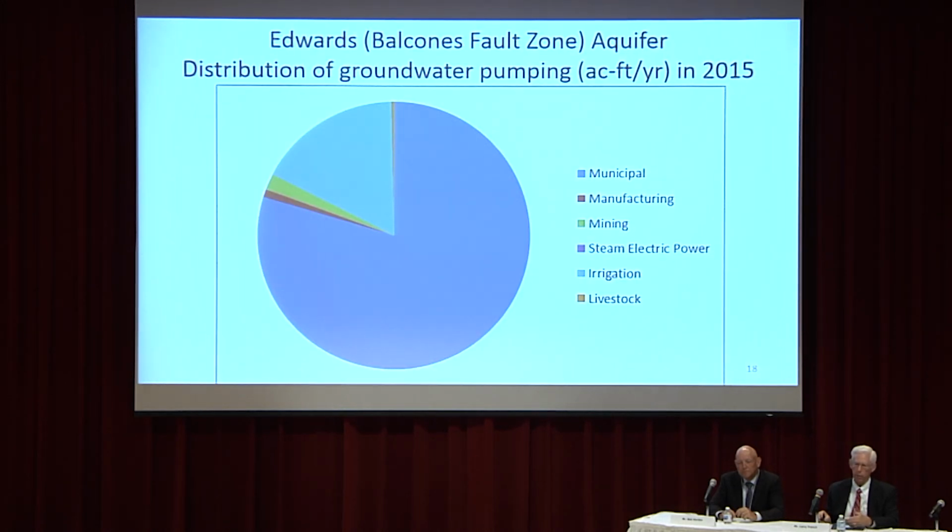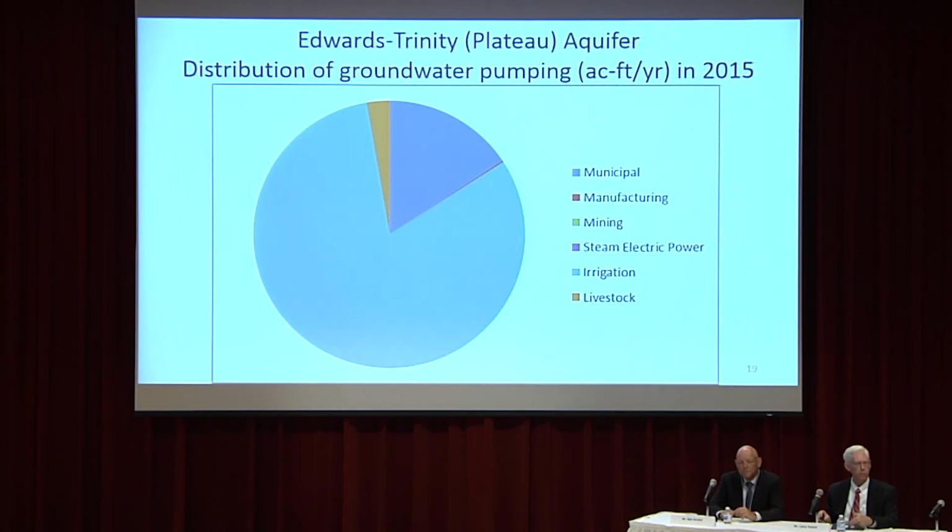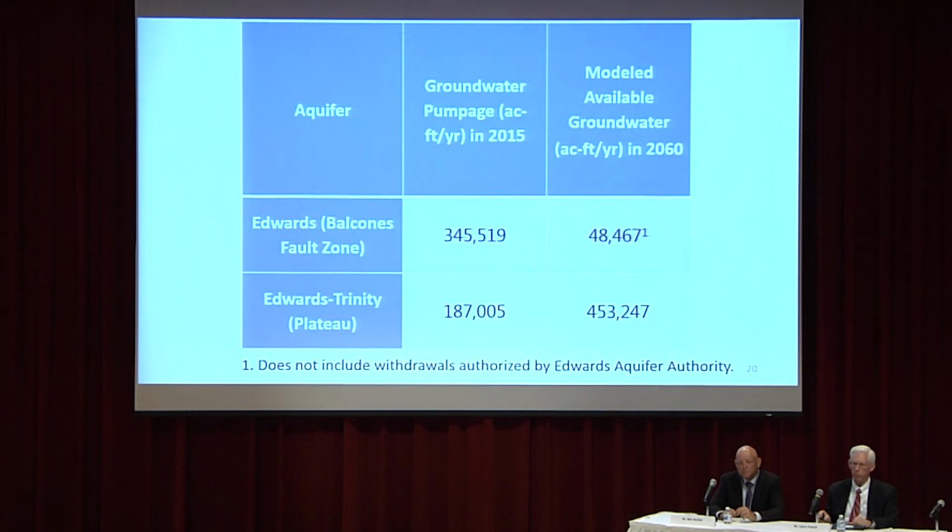I mentioned this before. In the Balcones Fault Zone, use is mostly municipal, the dark blue color, with some irrigation forming the rest of it. In the plateau, it's a flipped story. It's basically irrigation with a much smaller proportion of municipal. The vertical column in the middle shows groundwater pumpage in our most recent data from 2015. The Edwards Balcones Fault Zone has about 345,000 acre-feet per year. That varies up and down, whereas you get about half that much in the Edwards Trinity Plateau, mostly irrigation.